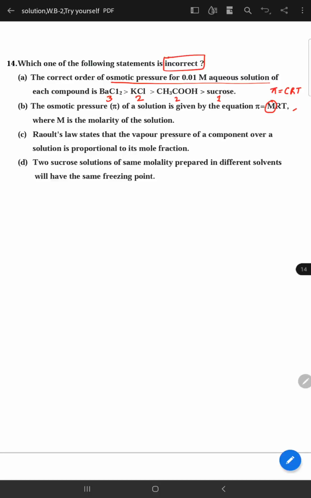Third one, Raoult's law states that the vapor pressure of a component over a solution is proportional to its mole fraction, correct? So vapor pressure is directly proportional to mole fraction. So that is also correct.